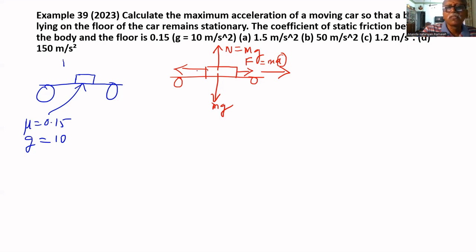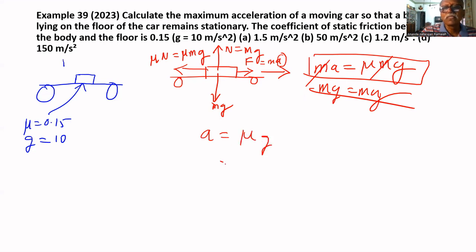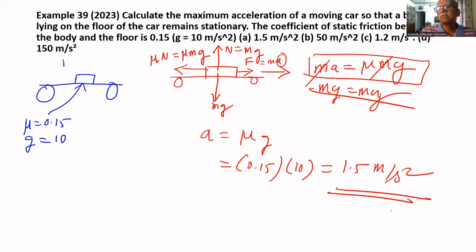We know that this frictional force is equal to mu multiplied by N, that is equal to mu mg. Therefore, ma equal to mu mg, if we resolve the horizontal forces. Vertical forces, mg equal to mg, that is not required. But ma equal to mu mg, we got. m getting cancelled. Therefore, a equal to mu g, that is 0.15 multiplied by g equal to 10. Therefore, 1.5 meter per second square is the maximum acceleration.